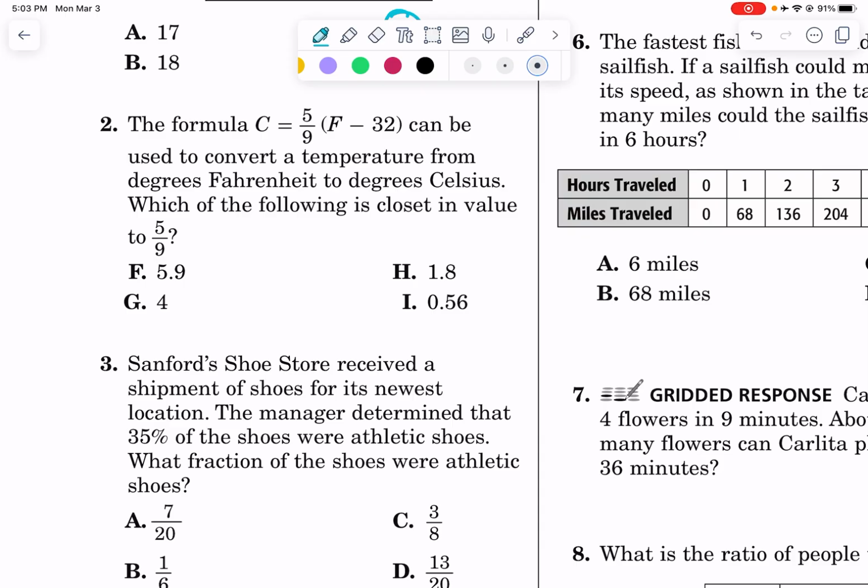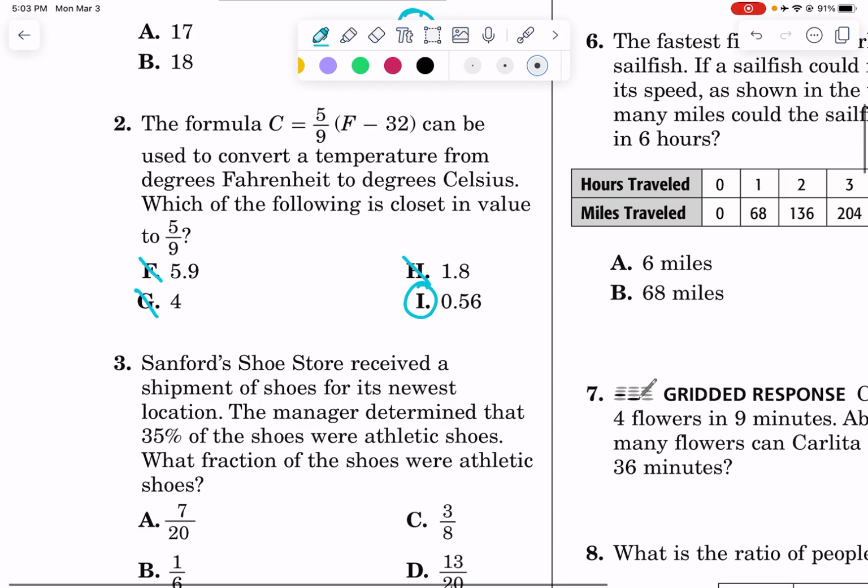So I know for sure it's not going to be F. F is 5.9. That's way bigger than 1. 5/9 is less than 1. I also know it's not going to be G. Again, 5/9 is less than 1. 4 is way bigger than 1. And it's not going to be H either. So without even doing anything, I've solved it, it's I. 5/9 must be close to 0.56.